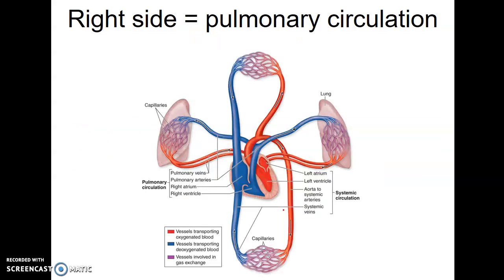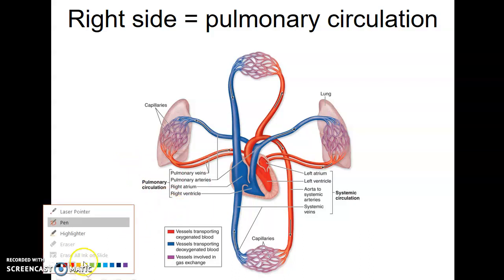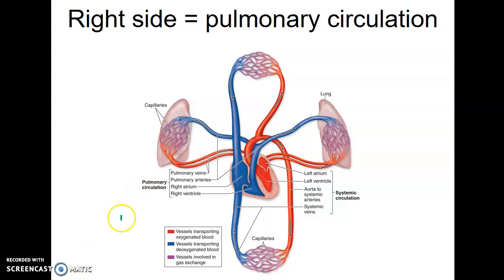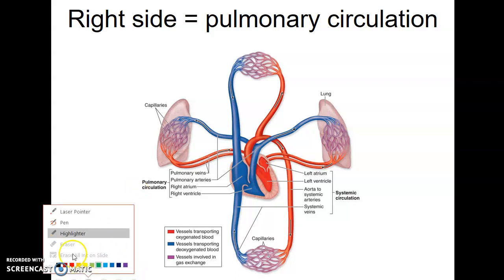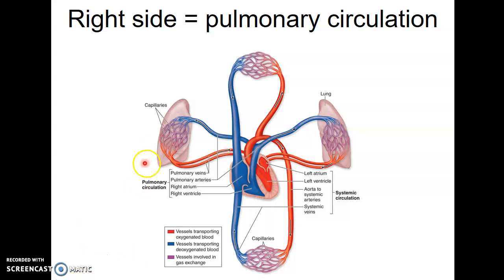All right, our right side's our pulmonary circulation. Let's try the highlighter again. The highlighter I like, it's a little bit more forgiving. Oh, actually, we'll try the laser pointer. Okay, so, check it out. Here we go. Now we're in business.